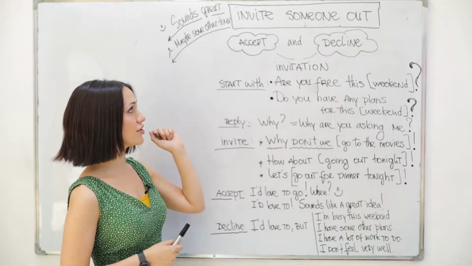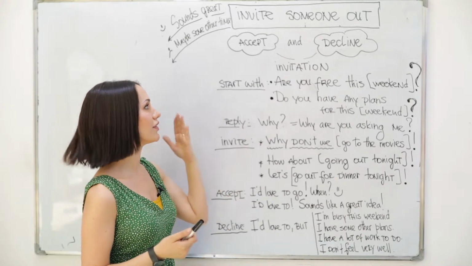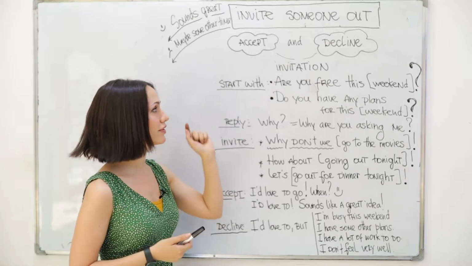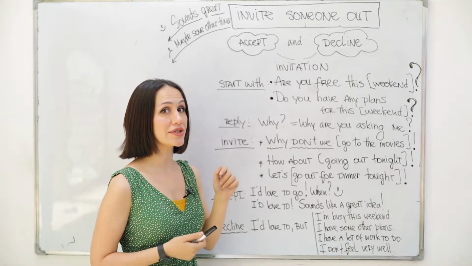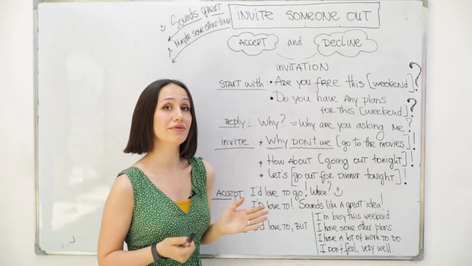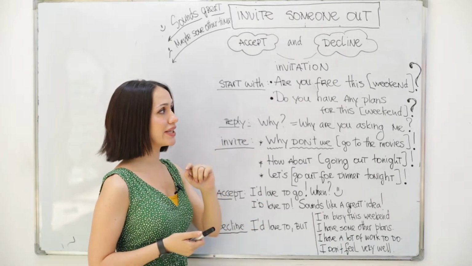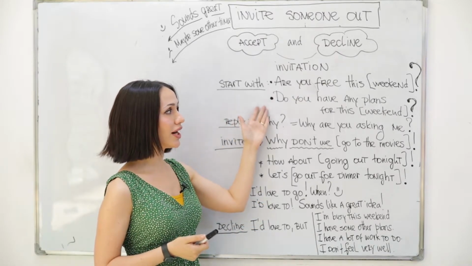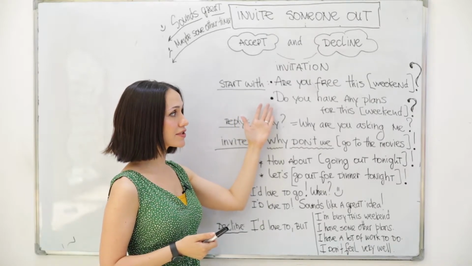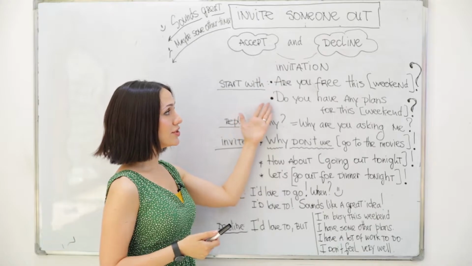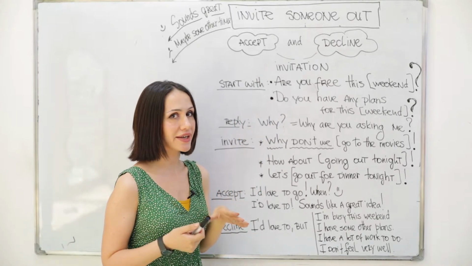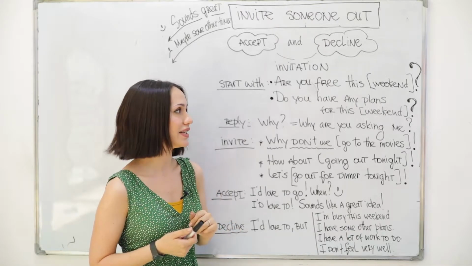Okay, so let's start. How do we start our conversation usually? Start with this kind of question. The first one, are you free this weekend? Or are you free tonight? Maybe we can ask it in a different way. Do you have any plans for this weekend? Do you have any plans for tomorrow? Do you have any plans on Monday? So we can choose any different day, any different time if you want to invite someone.